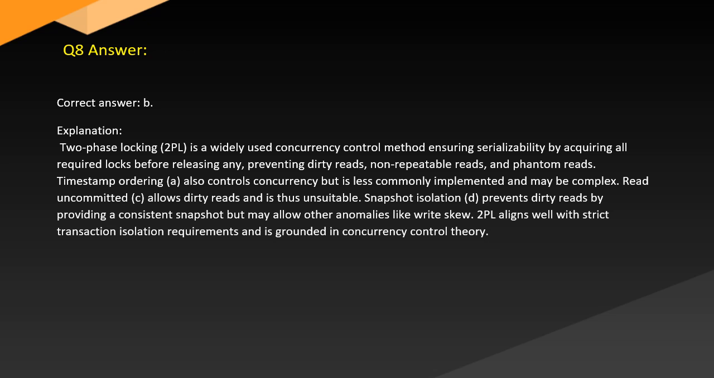Timestamp ordering (A) also controls concurrency but is less commonly implemented and may be complex. Read uncommitted (C) allows dirty reads and is thus unsuitable. Snapshot isolation prevents dirty reads by providing a consistent snapshot but may allow other anomalies like write skew. 2PL aligns well with strict transaction isolation requirements and is grounded in concurrency control theory.